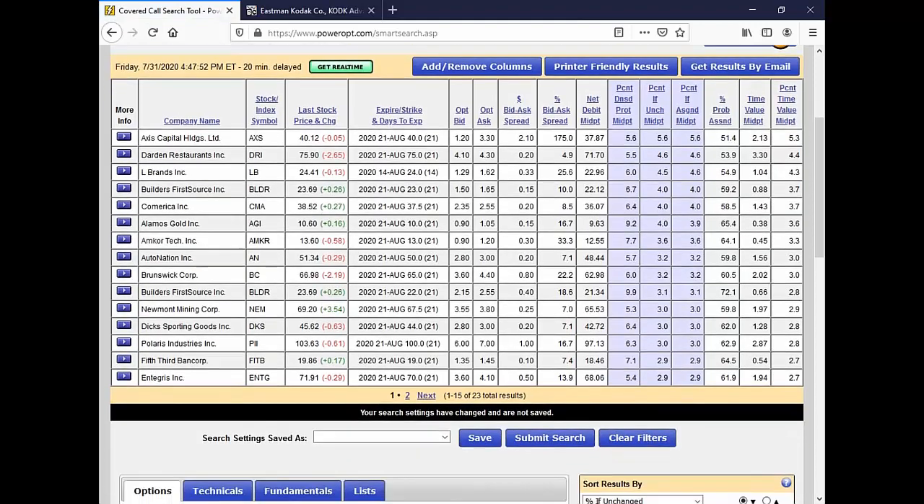What do we get here? We get 23 results. So I just narrowed the entire universe of optionable stocks over essentially a 2-week expiration period to only 23 results. I shouldn't say positive yet. We don't know. And I've got some I've never seen before. Darden Restaurants, I don't know them. Alamos Gold, we know kind of what they do. Brunswick Builders, Newmont Mining, Dick's Sporting Goods. Where's Apple? Where's all the big names?